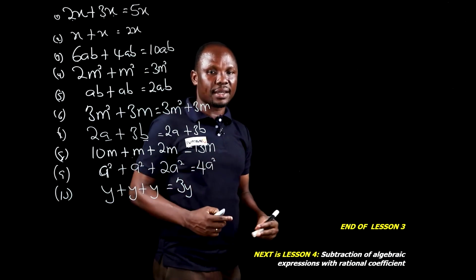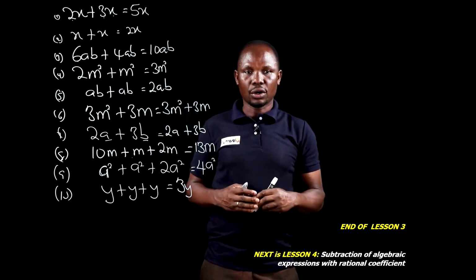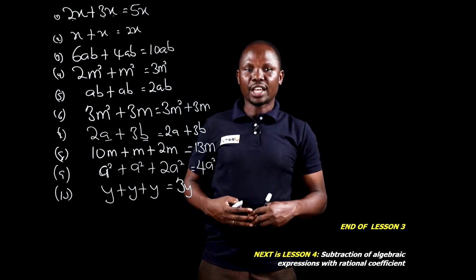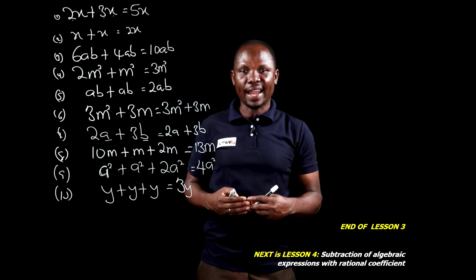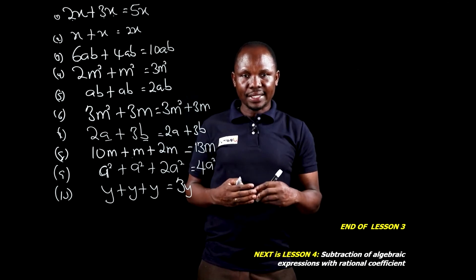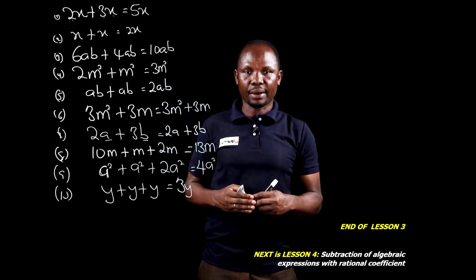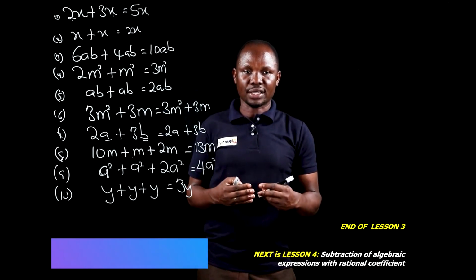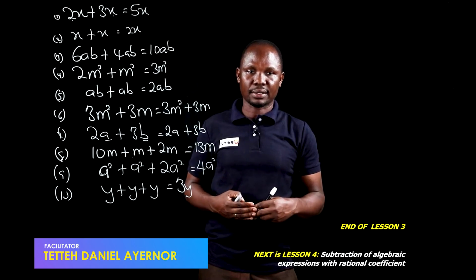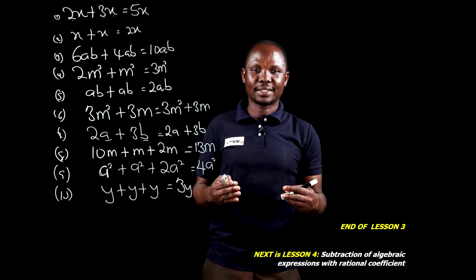So in this lesson, we studied how to add algebraic expressions. And we said before we can add algebraic expressions, the expressions have to be like terms. And in adding, we add the coefficients and we attach the variables to it. In our next lesson, we will study subtraction of algebraic expressions with rational coefficients. See you in the next lesson.